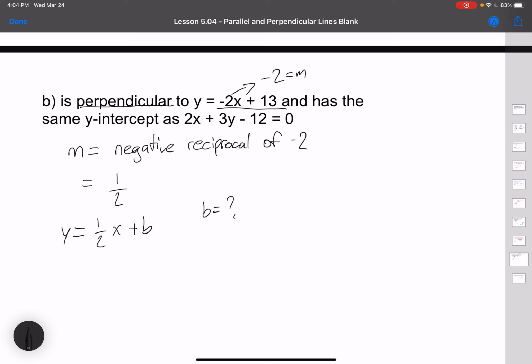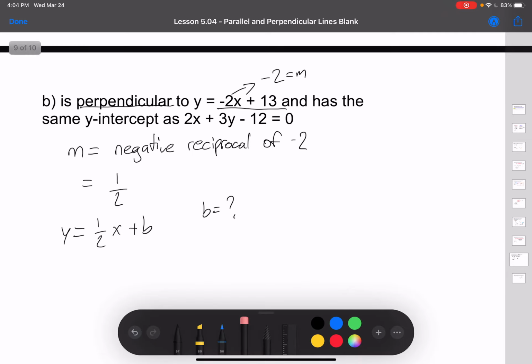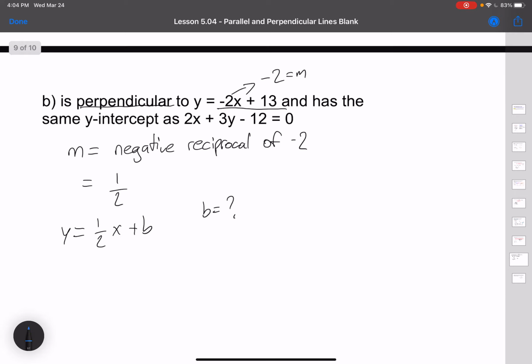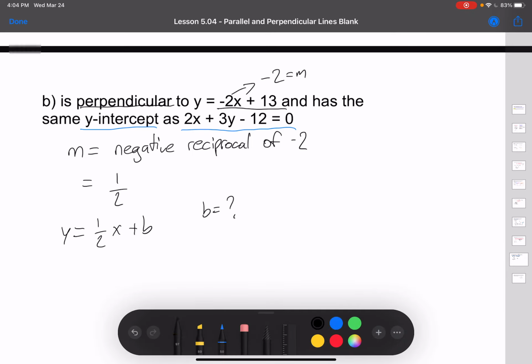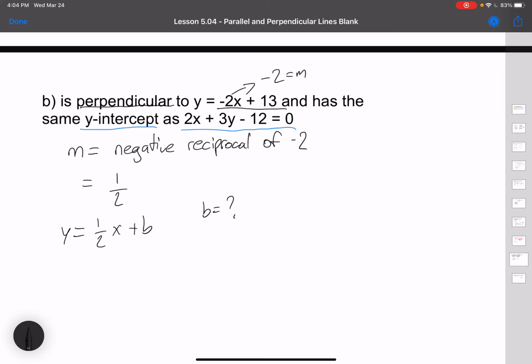Unlike the first example we looked at, we don't necessarily have a point to substitute into this equation to solve for b. What we need to do is use this other equation and determine its y-intercept. How we can do that is we can basically rearrange that. Well, you know what? I was going to say we could rearrange it into y equals mx plus b form. That's totally fine. But I've just come up with another way.